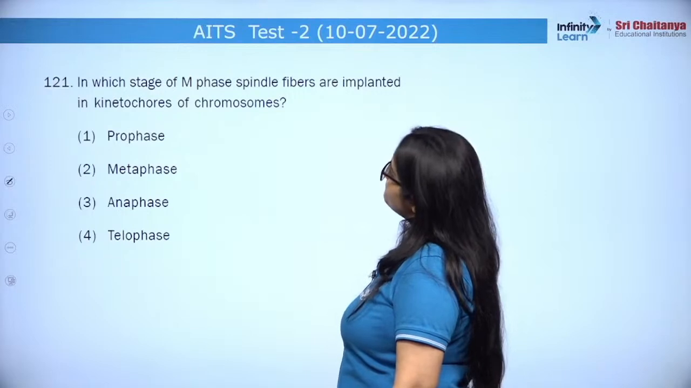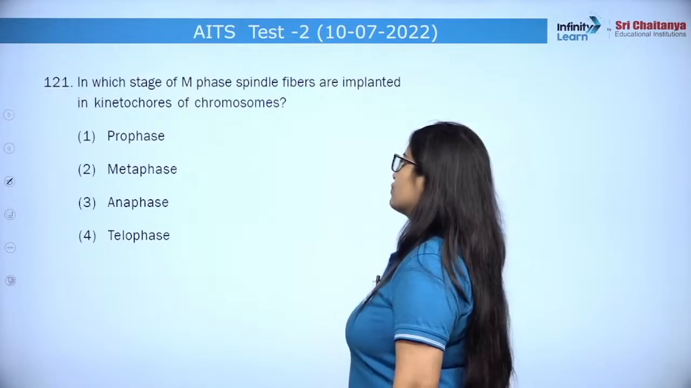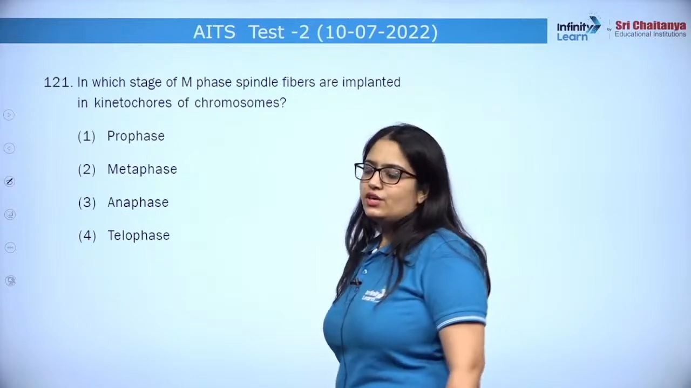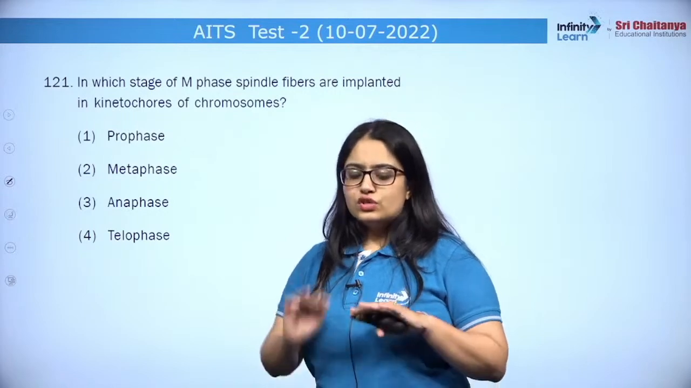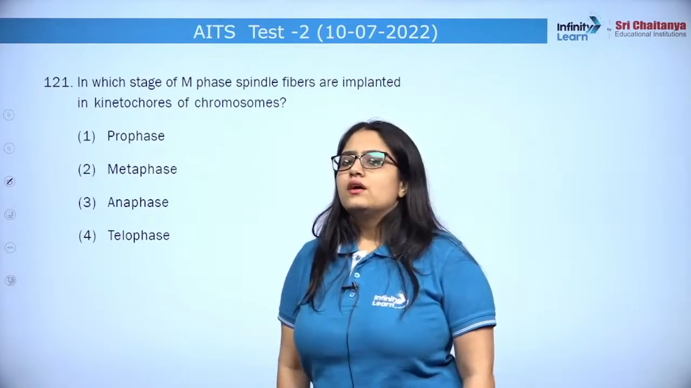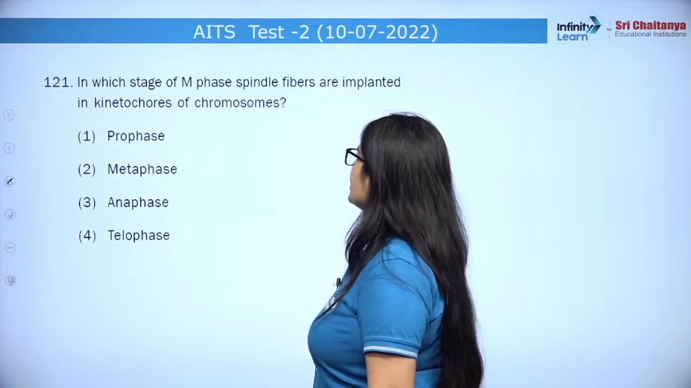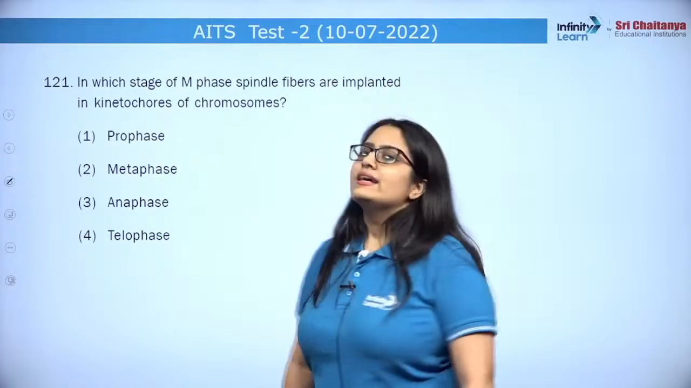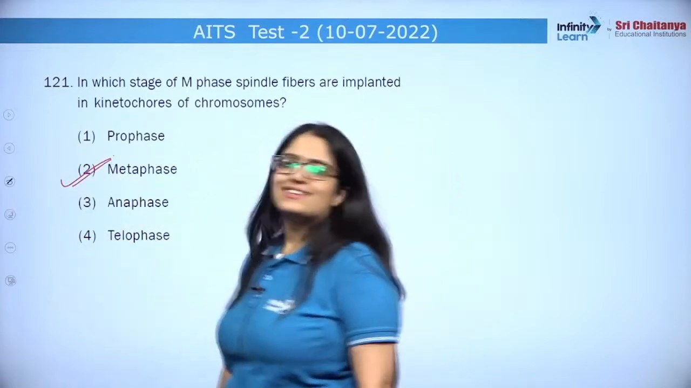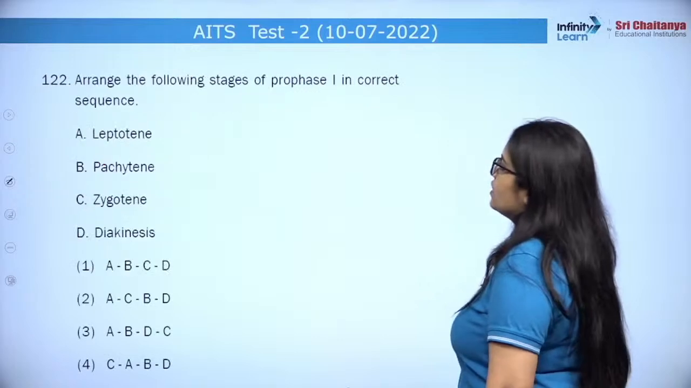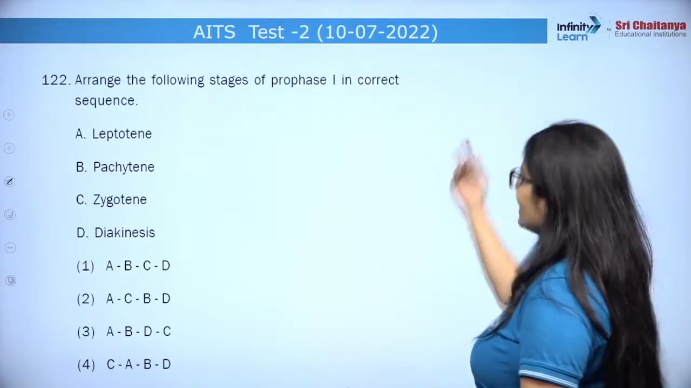Metaphase. Spindle fibers are attached to the kinetochores of chromosomes. So chromosomes have the constriction, the centromere. Over there are disc shaped structures, kinetochores, and to these kinetochores the spindle fibers actually attach, my dear students. So this attachment of spindle fiber to kinetochore is a characteristic of which stage? It's a characteristic of metaphase.